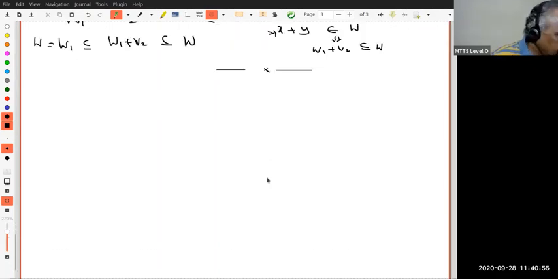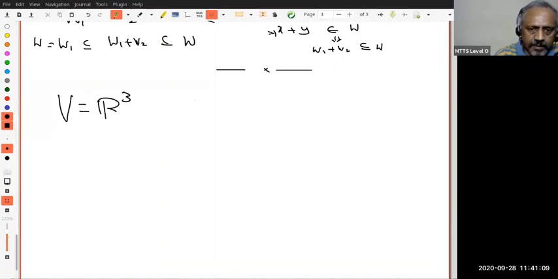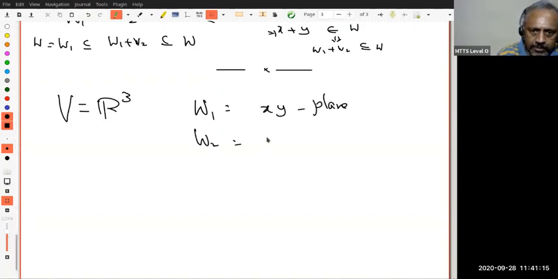I think that's more than enough. Let's try to prove the theorem. Now, before going to the proof, let's look at some examples. Suppose my V is R3 and my W1 is, let us say, the XY plane, and W2 is the YZ plane. Right? So what is W1 plus W2?